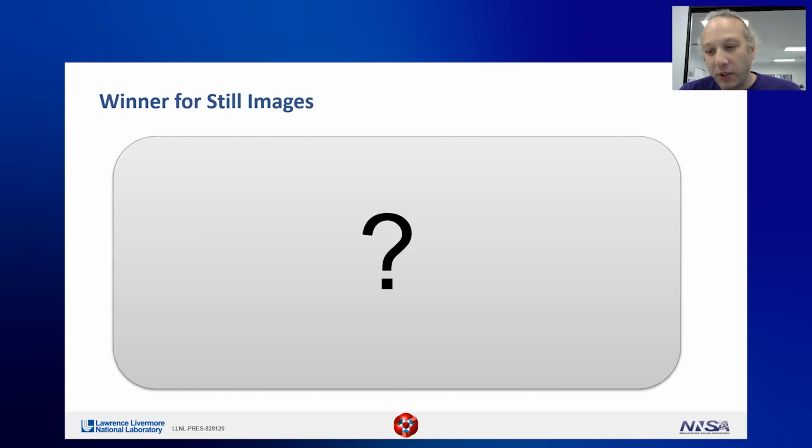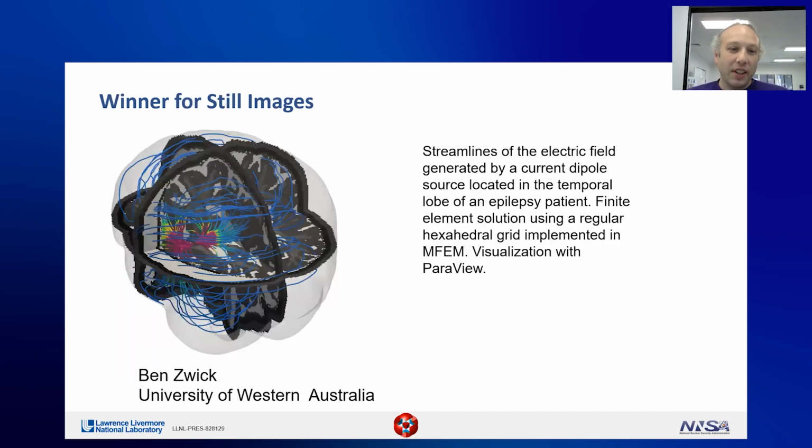Okay, and the winner for still images is, drum roll, Ben Zwick from the University of Western Australia. We saw this earlier in one of the talks. So these are streamlines of the electric field generated by a current dipole source located in the temporal lobe of an epilepsy patient. The finite element solution using a regular hexahedral grid was implemented in MFM, and visualization was in ParaView.